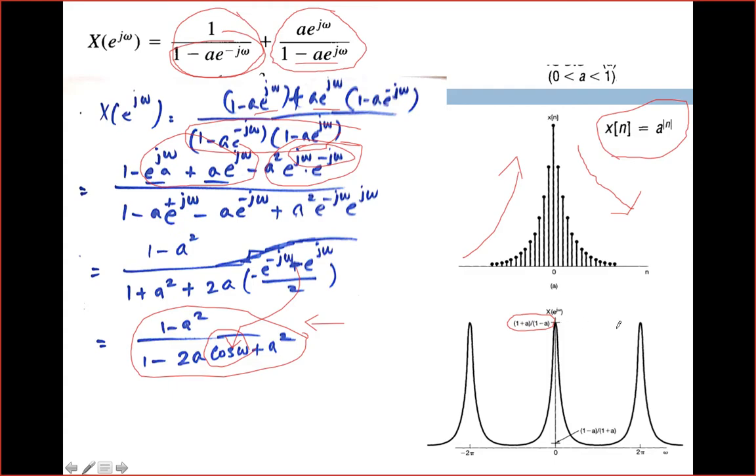At the same time, when you substitute omega is equal to pi, the cosine term will become minus 1, and I will get 1 minus a square divided by 1 plus a square. So this may be my minimum value. The maximum and the minimum value will change accordingly for this particular case. Now we are moving to the next problem.